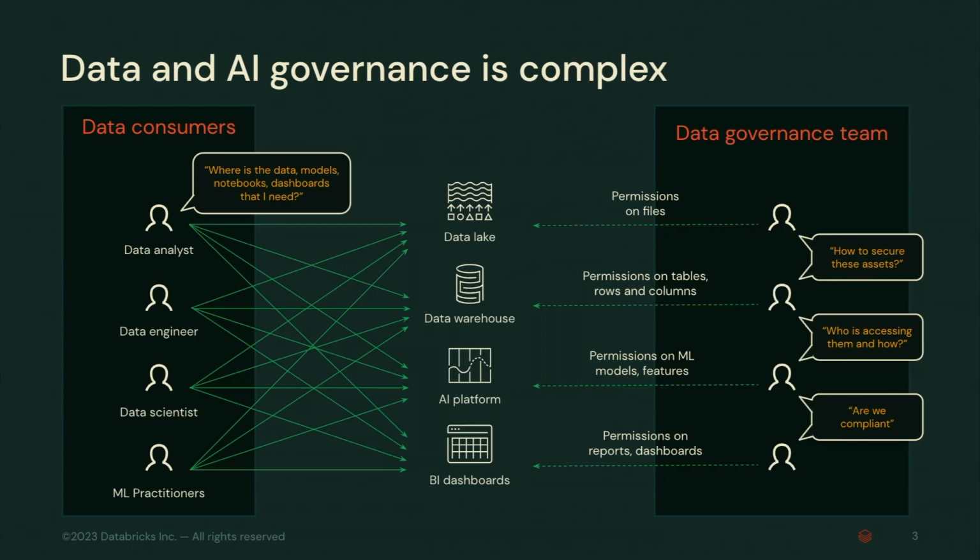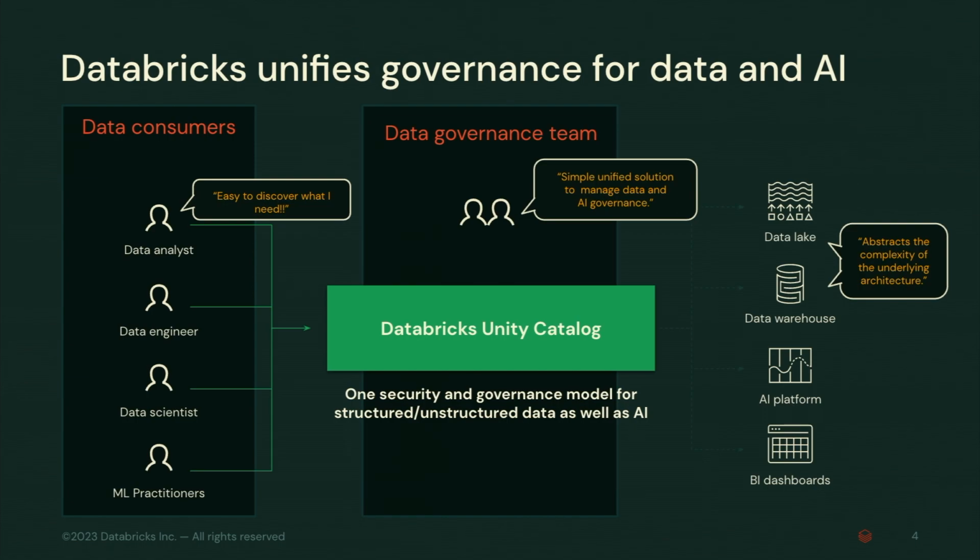So if we take one element of governance, which is access control, on a data lake, they might be configuring permissions on files using cloud primitives. On data warehouses, they might be issuing SQL grants. And on AI platforms, they'd be doing something completely different. So we saw this opportunity to provide a unified governance framework which makes all of these different data consumers incredibly productive, while keeping the data governance team sane and, most importantly, in compliance.